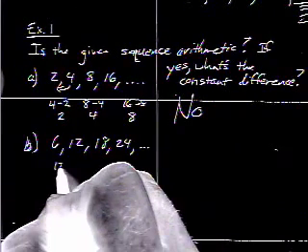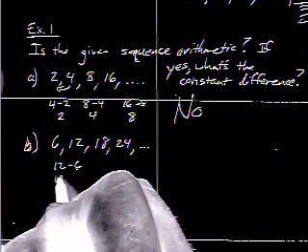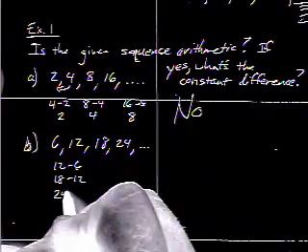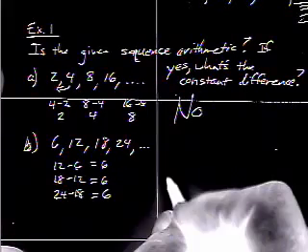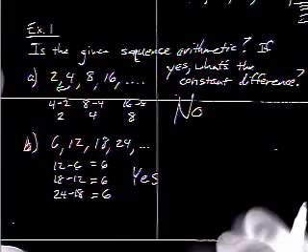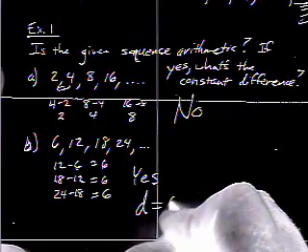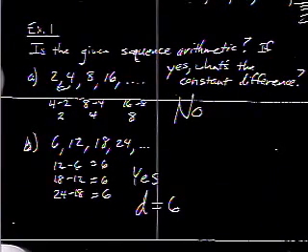What about this one? 12 minus 6, 18 minus 12, 24 minus 18. Well, I think that's it. I think that's the winner, yes. And the constant difference between the terms is 6. Not too bad, huh?